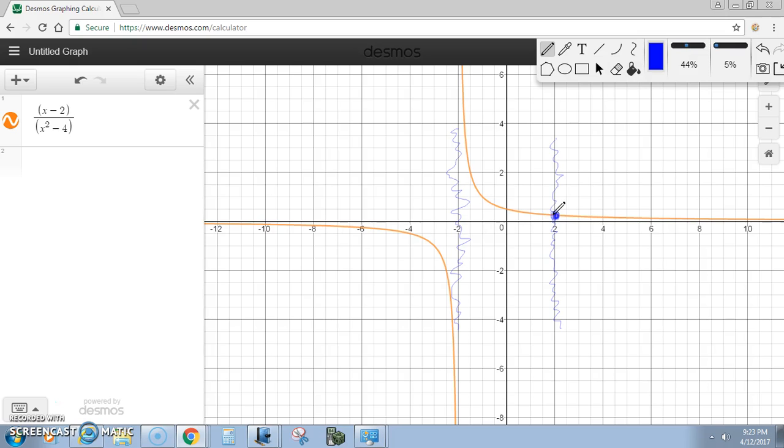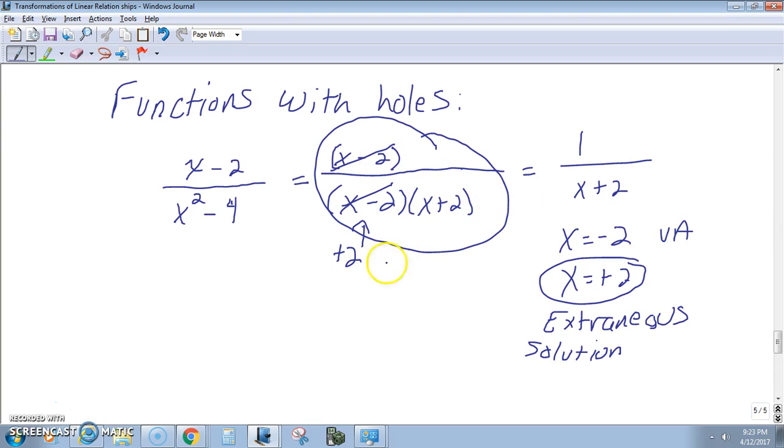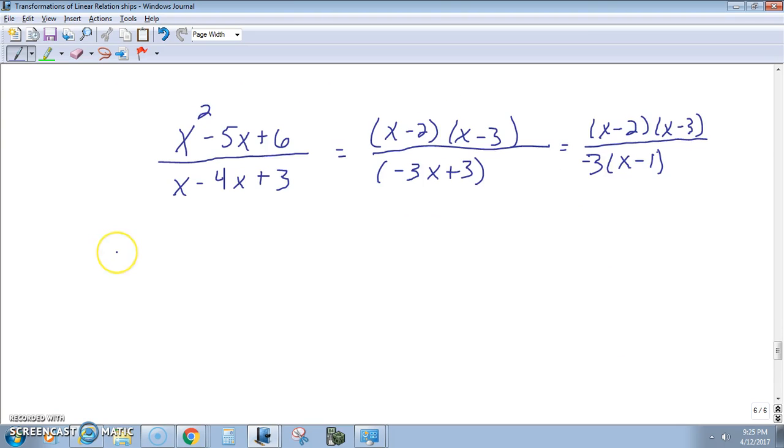Okay? It looks like I have time. Maybe I have time for one more. If I pause it, I will put up one more practice problem for you guys to look at. All right, you guys, so I just quickly already factored this out.